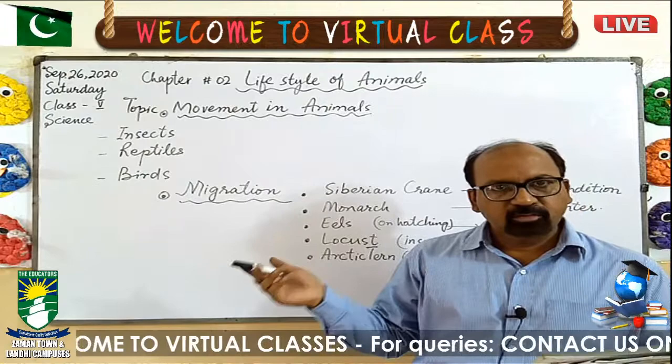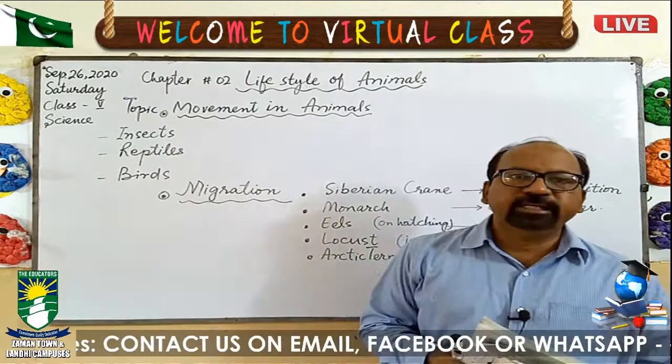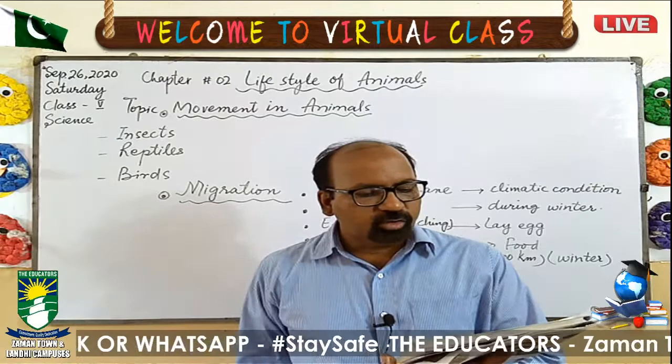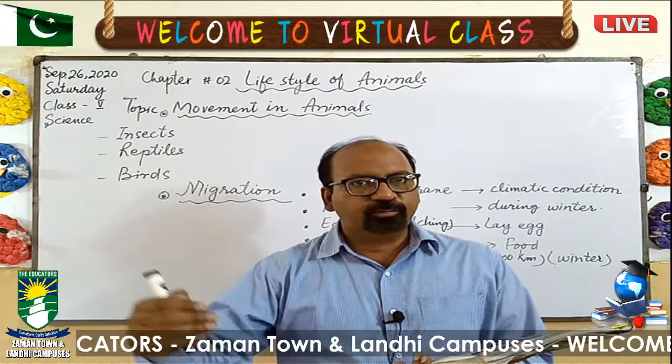So, how do insects move? Open your books at page number 19. The topic is insects. You know that insects have 6 legs. You have seen a lot of insects in your surroundings. Most insects use their legs to move around. You have seen different insects crawling and creeping, using their legs to move from one place to another.